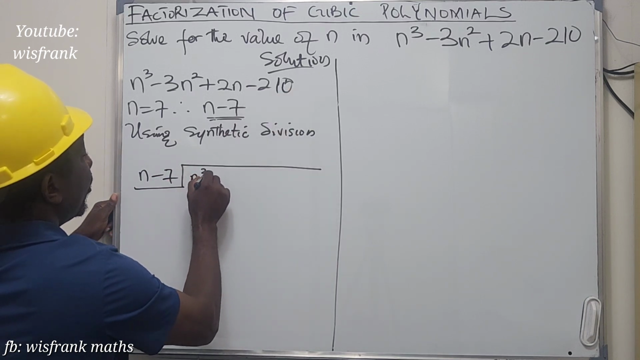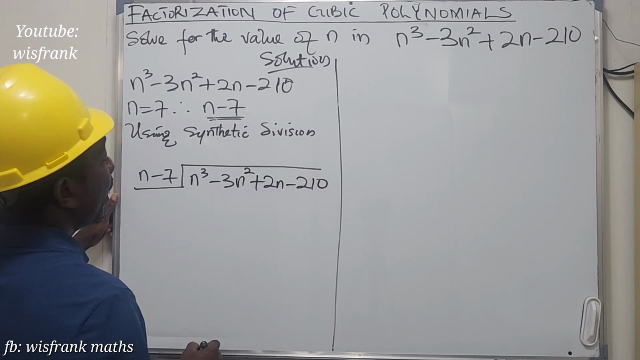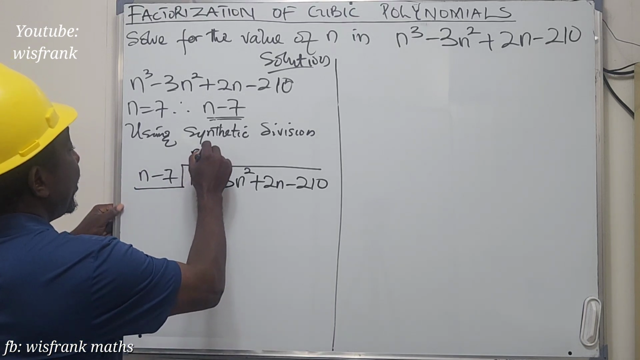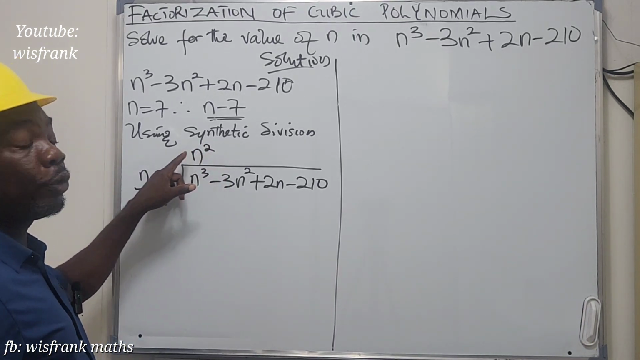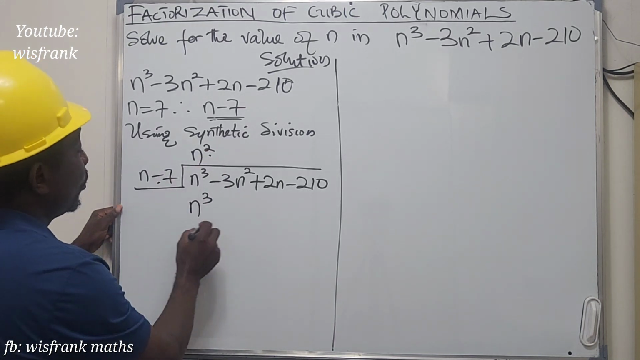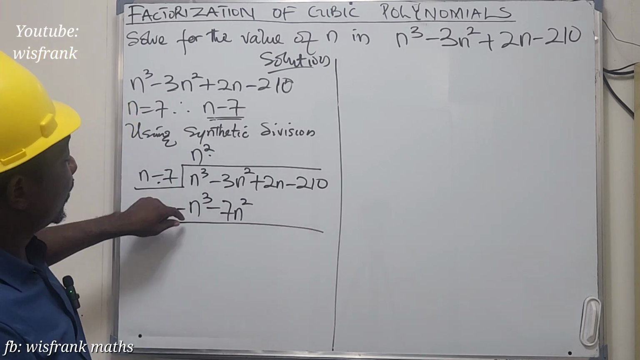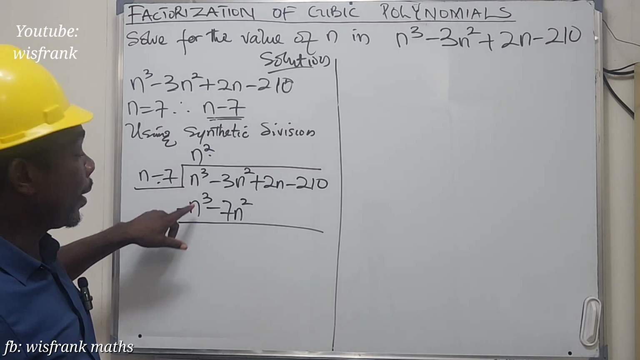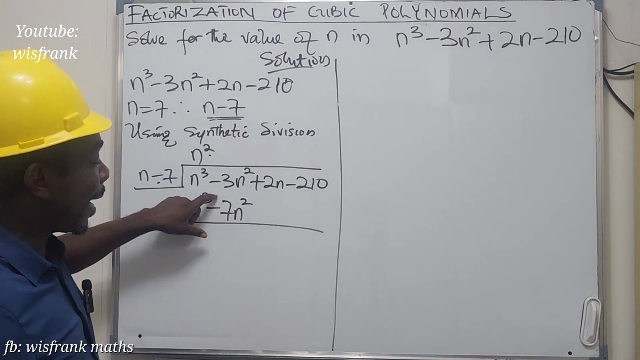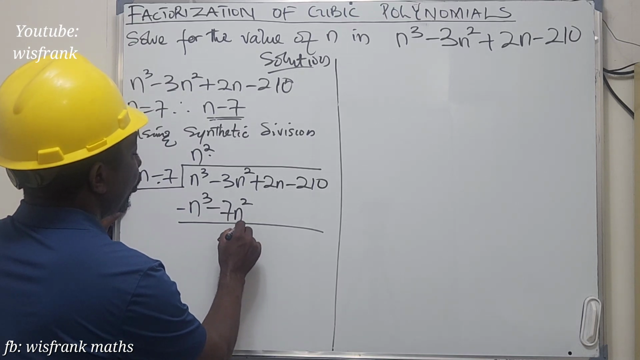So we have n to the power of 3 minus 3n to the power of 2 plus 2n minus 210. Here we have n to the power of 3 divided by n, which gives us n to the power of 2. So we multiply n to the power of 2 times n, which gives us n to the power of 3. n to the power of 2 times minus 7 gives us minus 7n to the power of 2. So we are going to subtract this. n to the power of 3 minus n to the power of 3 is 0. Then minus 3n to the power of 2 minus 7n to the power of 2 gives us 4n to the power of 2.